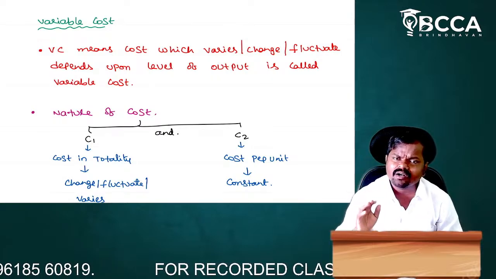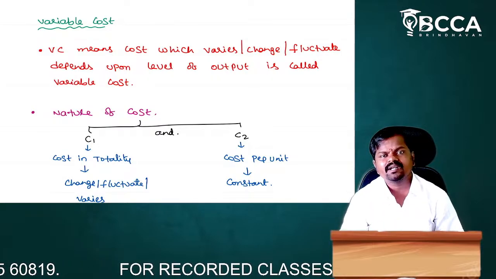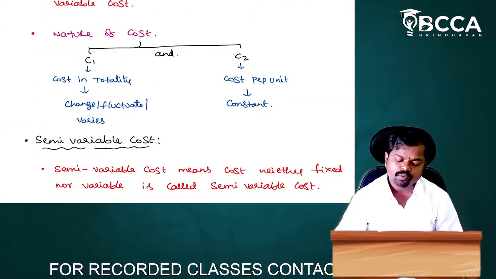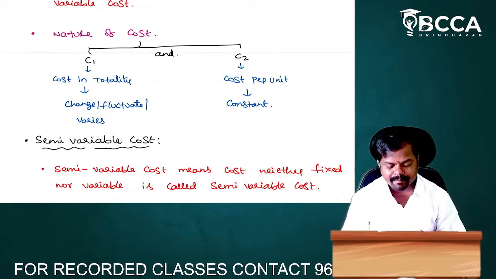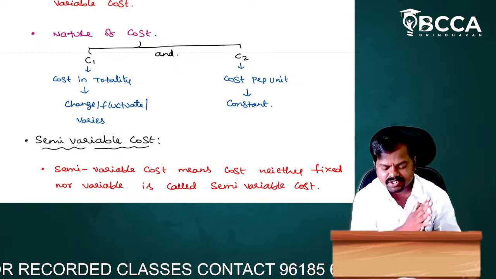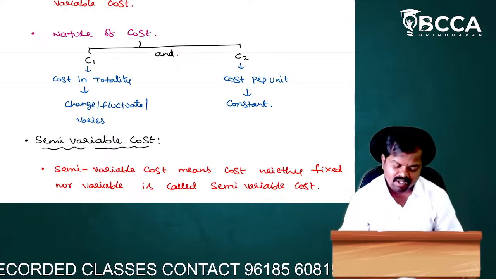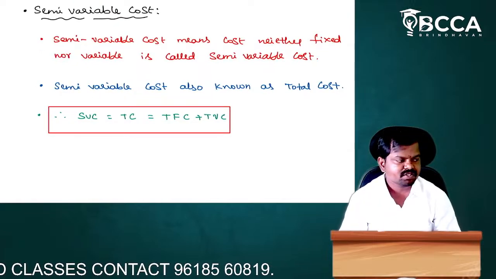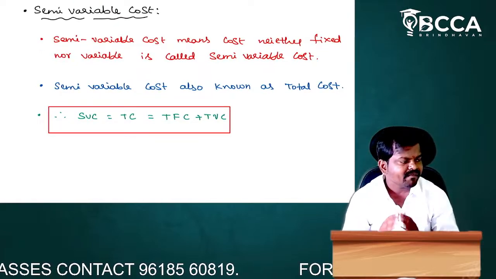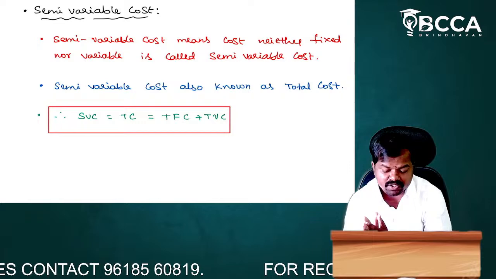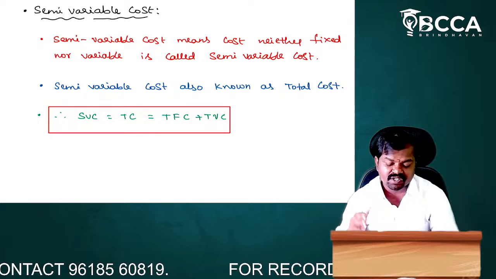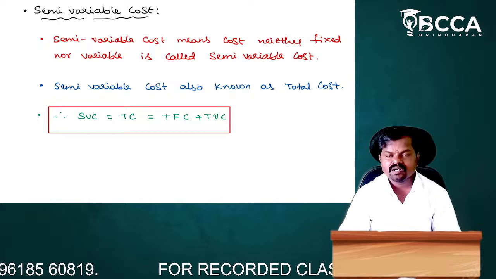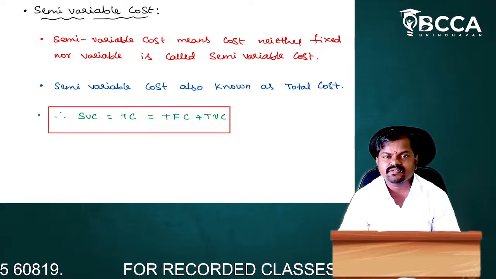While seeing the question paper, how to know whether the cost is variable, fixed or semi-variable? Two conditions should be satisfied. Condition number 1, cost in totality changes, cost per unit is constant. We discussed earlier itself semi-variable cost. Semi-variable cost means cost which is neither fixed nor variable. It is called what now? Semi-variable cost.